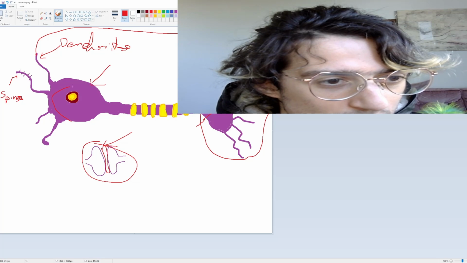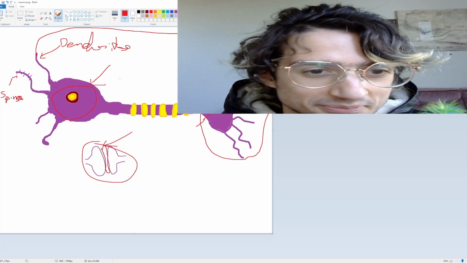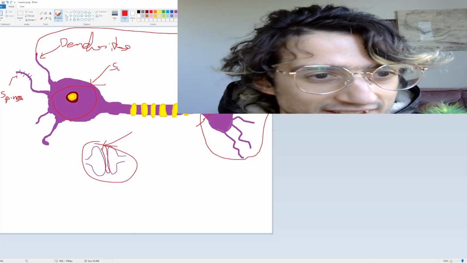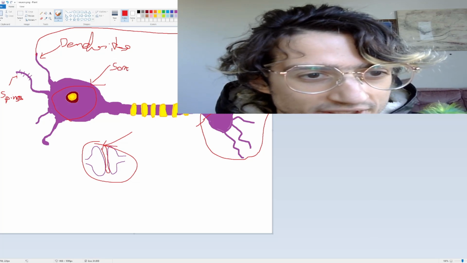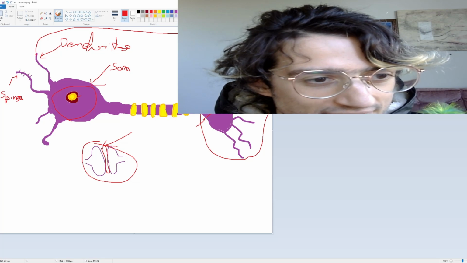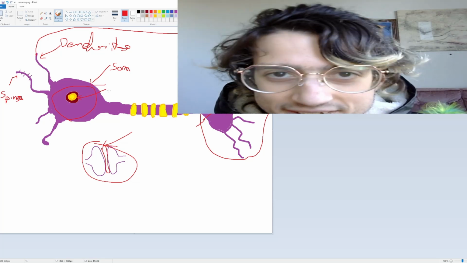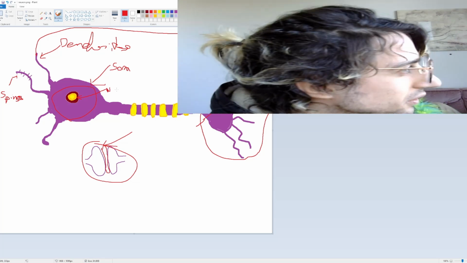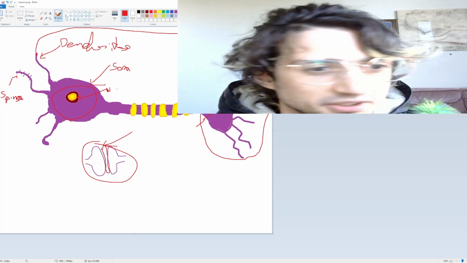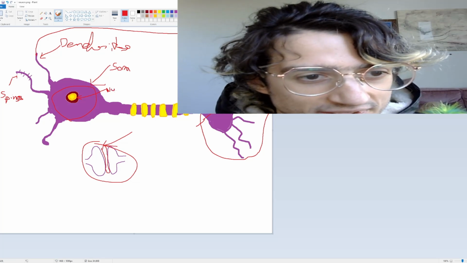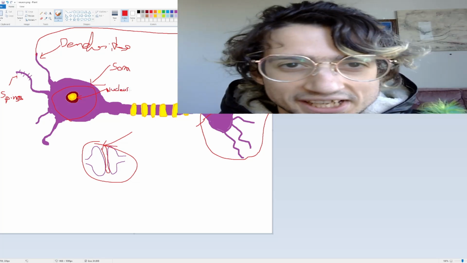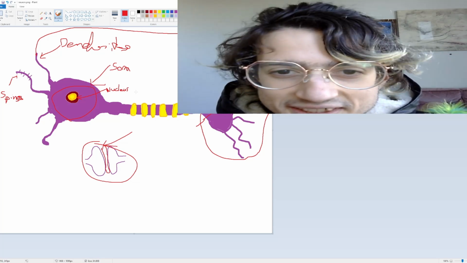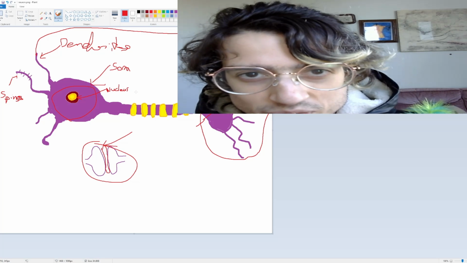This huge portion here, this mighty area, is your cell body or your soma. And this is the nucleus. Just like all the other cells in your body, these neurons, they got nuclei too.